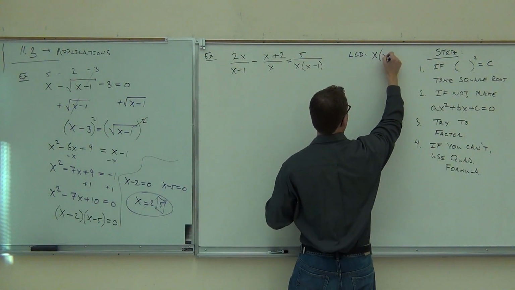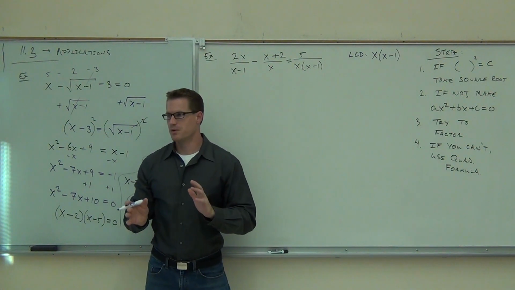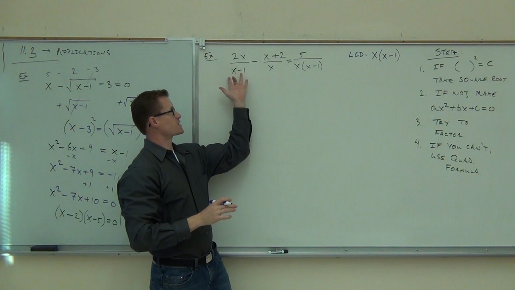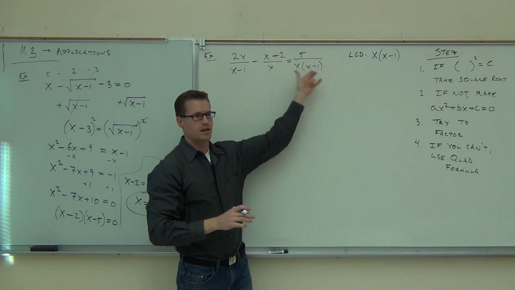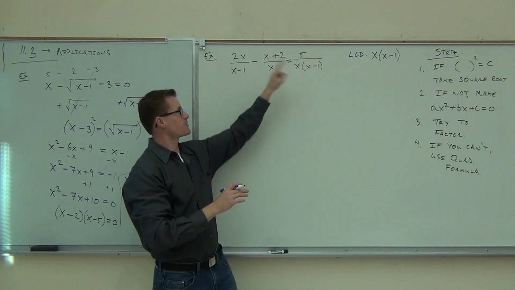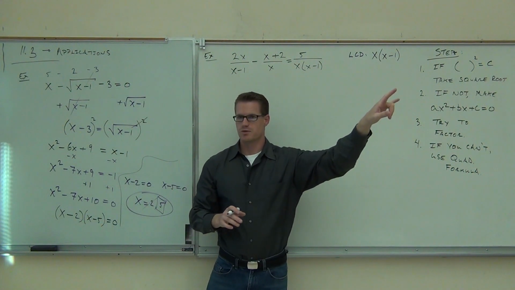I'll give you a hint. I gave this hint to you in chapter 7. Your LCD is going to be somewhere in your problem, most likely. Here's x minus 1. Here's x times x minus 1. That is your LCD. It includes both of those things. That's our LCD. Are you with me, folks?